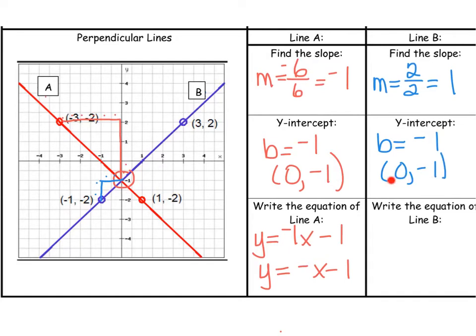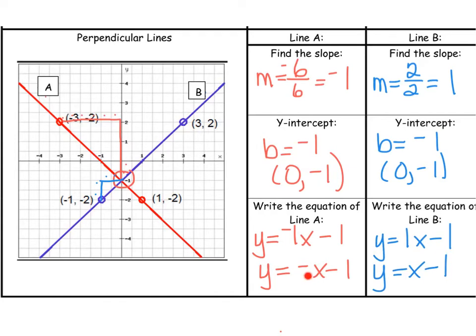Because it's the y-intercept, my x value has to be 0. So the equation of the line is y equals 1x plus negative 1 or minus 1. We can also write that as y = x - 1.